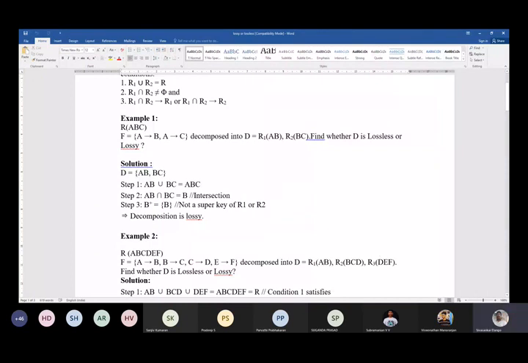And there exist some functional dependencies between the participating attributes. The valid functional dependencies in this relation are A determines B, B determines C, C determines D, and E determines F. We need to check whether the decomposition of relation R into R1, R2, R3 is a lossy decomposition or a lossless decomposition. So I want you to work it out and get me the result.